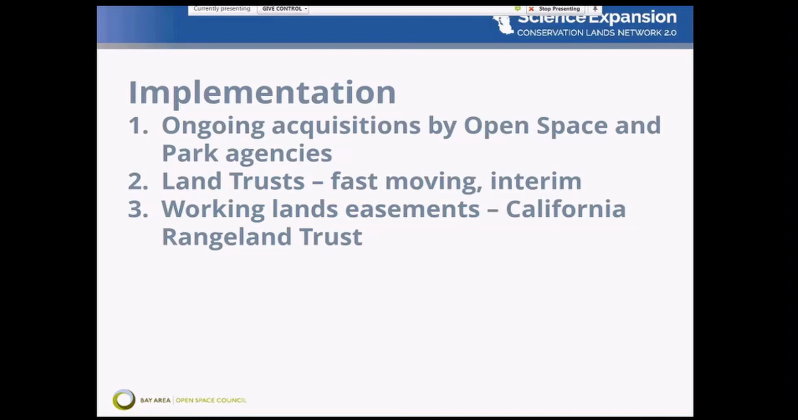Working lands easements, California Rangeland Trust really is a champion of working land easements. Mitigation lands, as Stu was just mentioning, HCP, NCCP, I think Stu just kind of spoke right to this, that the CLN can and is supporting our local HCPs in the Bay Area. The directors of both of those HCPs were on our steering committee.